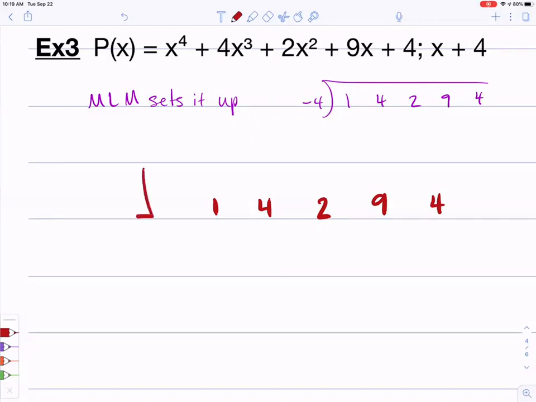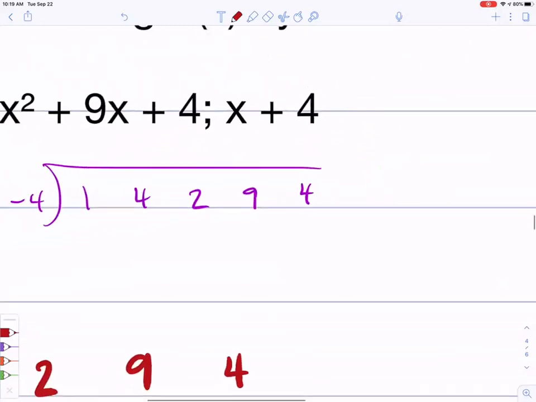All right, and then I told you to set up a box on the left. And according to your synthetic division how-to, what always goes in the box? Whatever x equals. Whatever x equals. All right, so what do I mean by that?